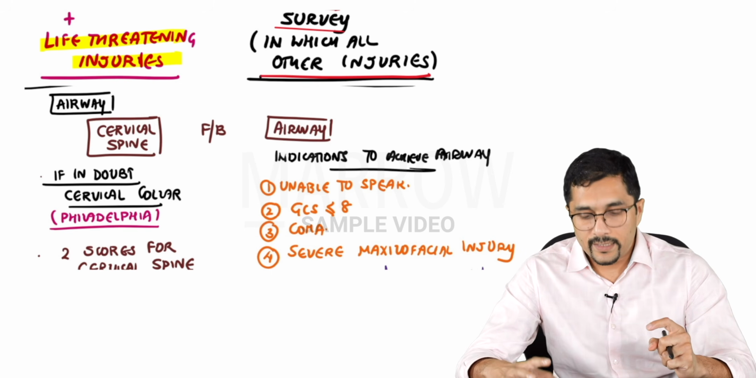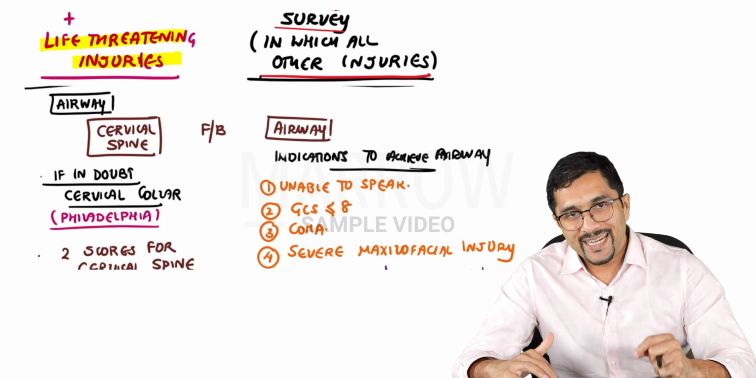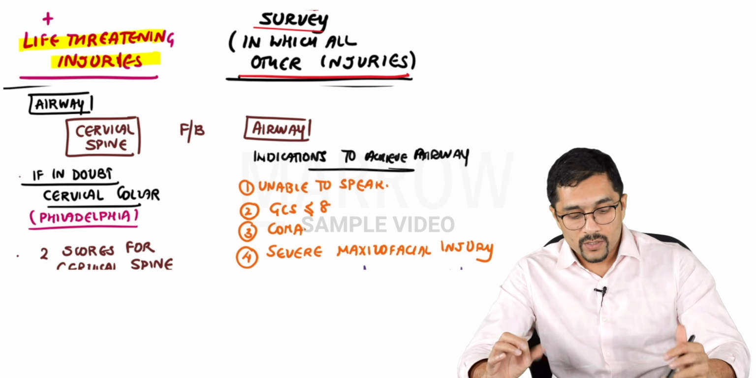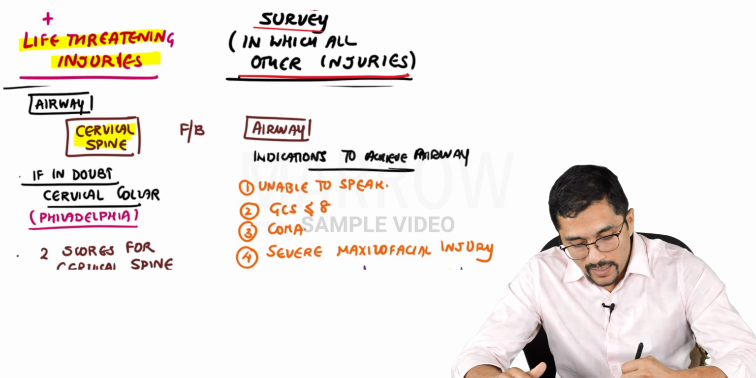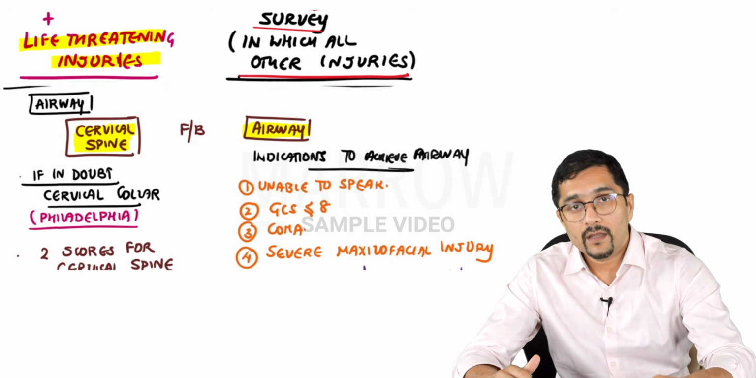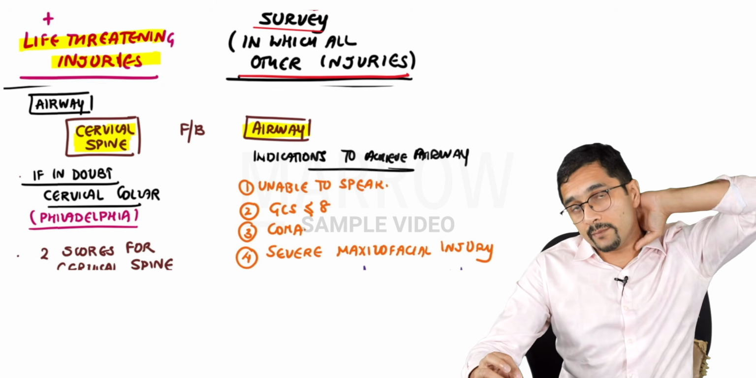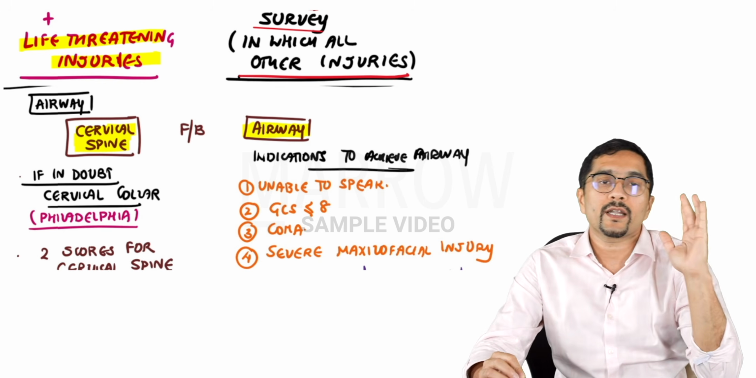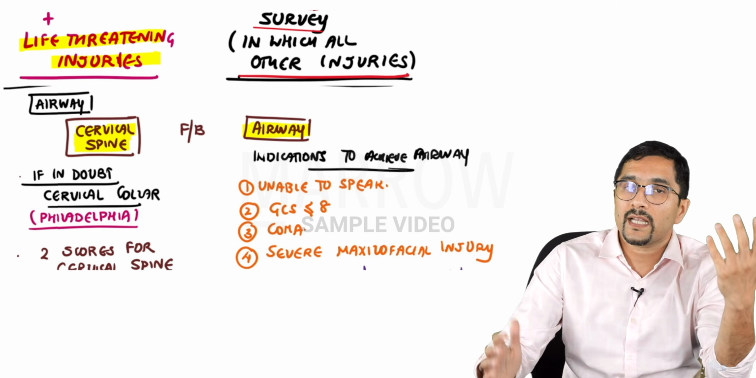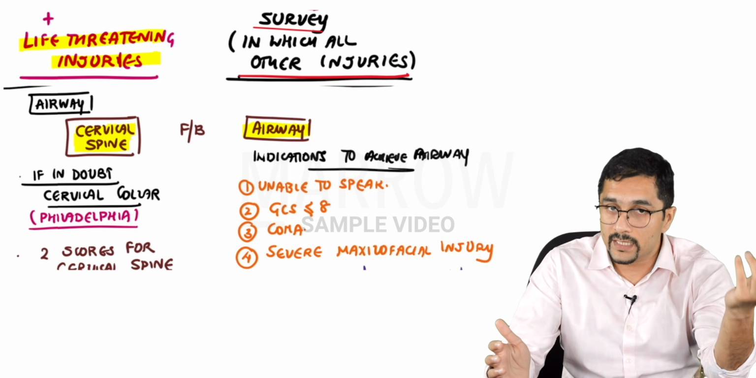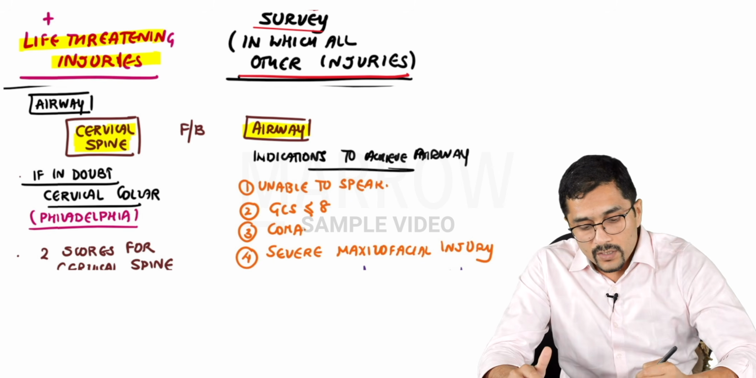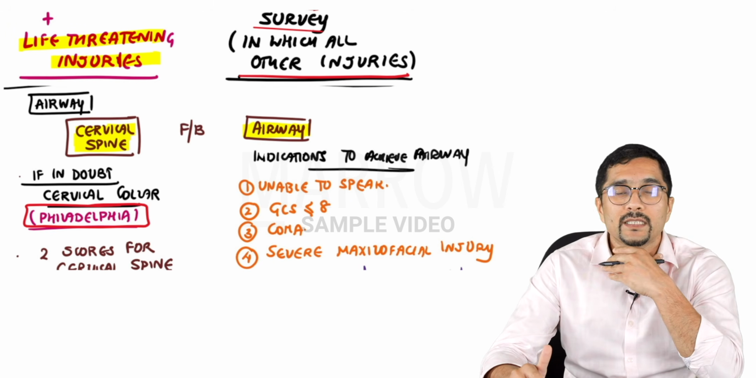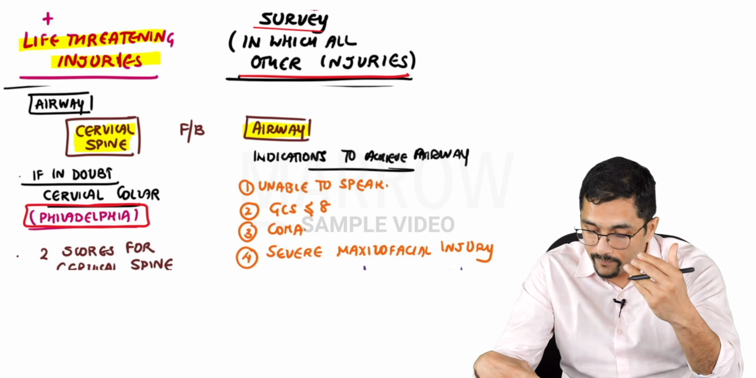Now the first thing in ATLS, that is primary survey, is the airway. Airway is always cervical spine followed by airway. I told you cervical spine is very important, because if you don't pay attention to the cervical spine, the spinal cord can get transected and the patient can land up with paraparesis or can even die. So whenever in doubt, we put a cervical collar, and that is known as a Philadelphia collar.